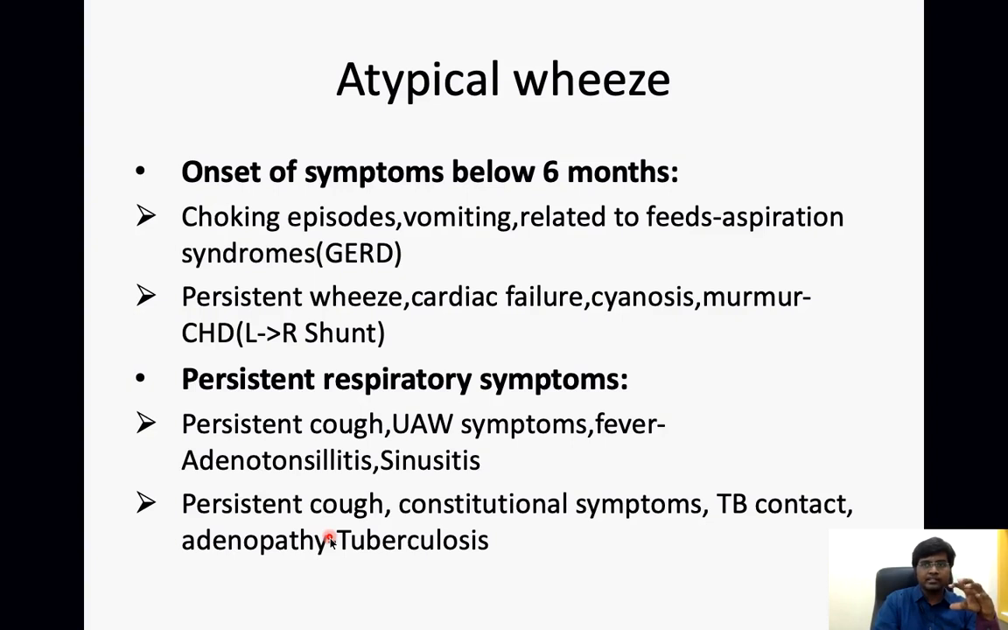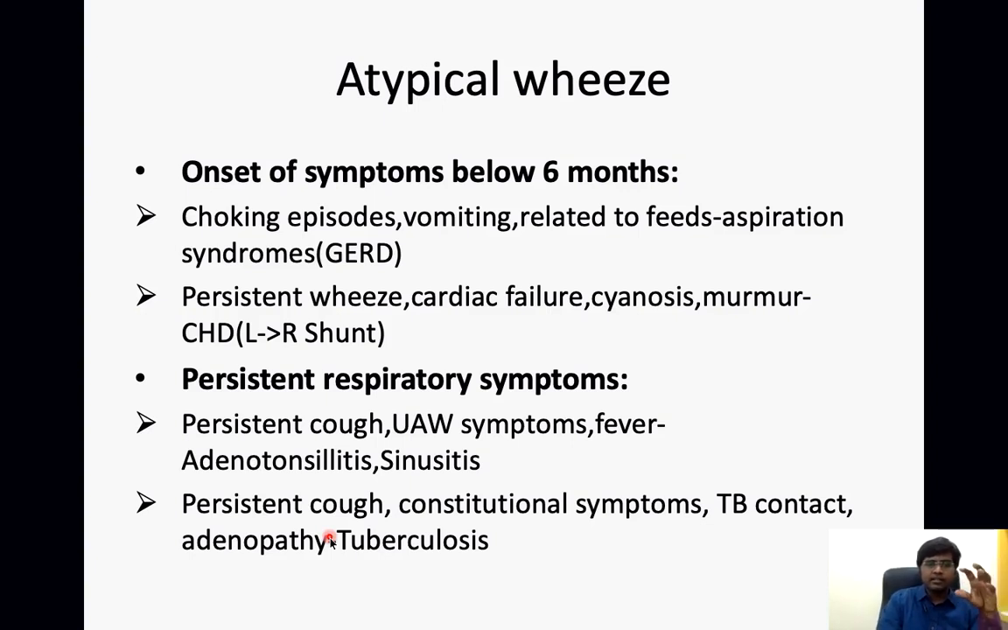That means the acyanotic heart disease, your ASD, VSD, that is your ventricular septal defect, atrial septal defect, your patent ductus arteriosus. The child will be presenting with cardiac failure. The lungs will all be filled with fluids. Your pulmonary edema will be there. The child will be presenting with breathlessness and wheezing. And so you should think of a congenital heart disease in these children.